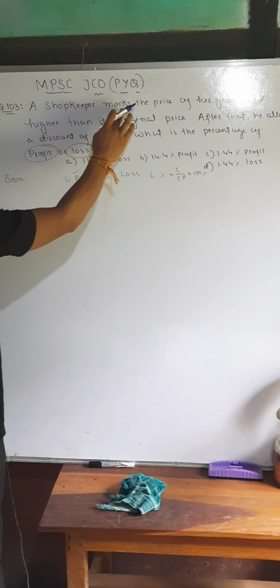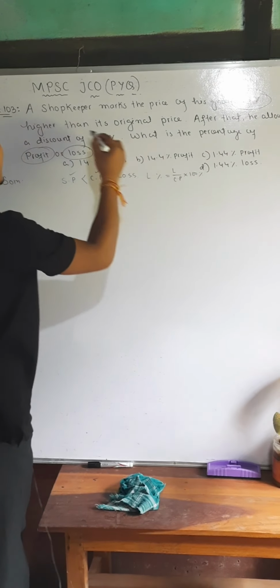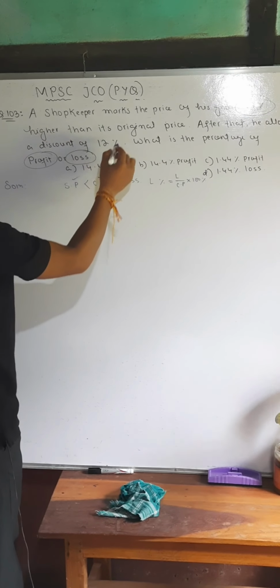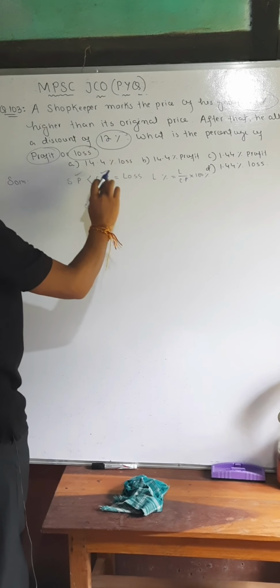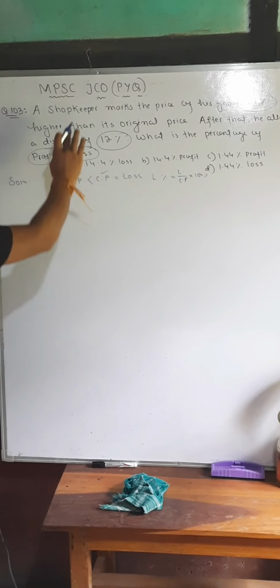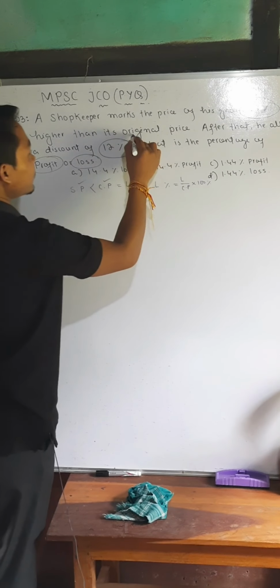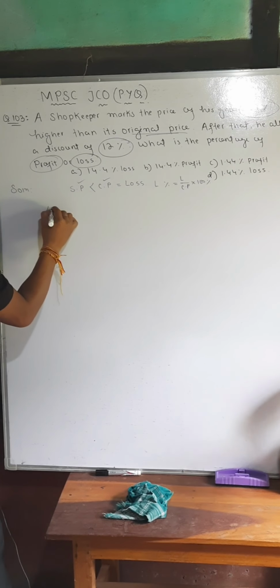A shopkeeper marks the price of his goods 12% higher than its original price. After that, he allows a discount of again 12%. What is the percentage of profit or loss? Here, original price is not given to us. So what can we write?